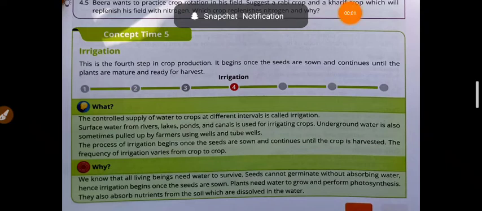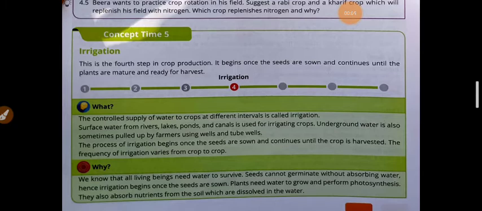Hello everyone, good morning. In today's lecture, we are going to see concept time number 5, which is irrigation. This is the fourth step in the crop production. It begins once the seeds are sown and continues until the plants are mature and ready for the harvest. This is the longest period: when the seeds are sown, we will start the irrigation process, and until we harvest the crop, it will be continued. So this is the fourth step.